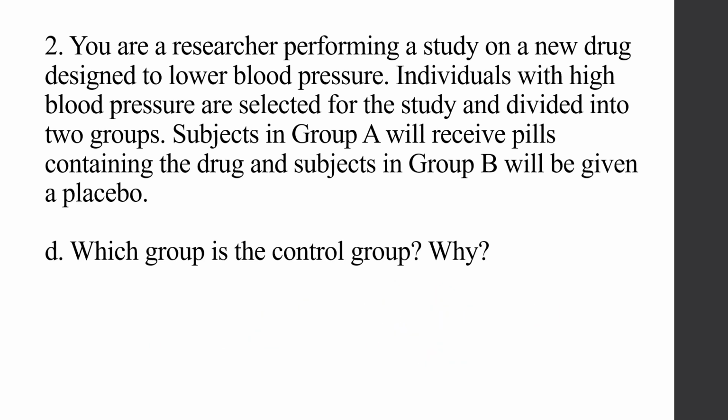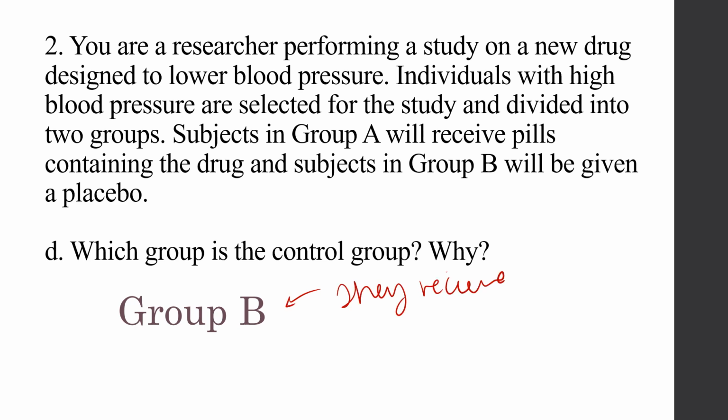Which group is the control group? The control group is the one that's getting the placebo. That's group B. All right, so group B is the control group because they receive placebo. Sorry about my handwriting and my spelling.